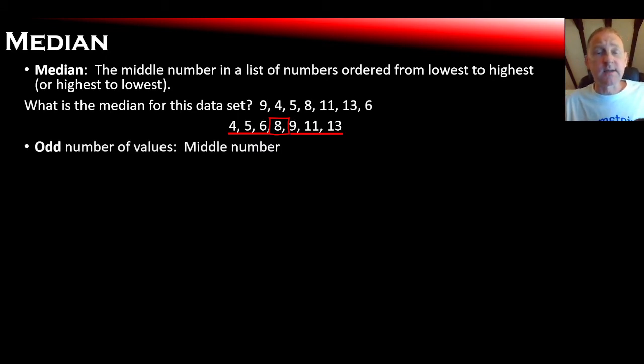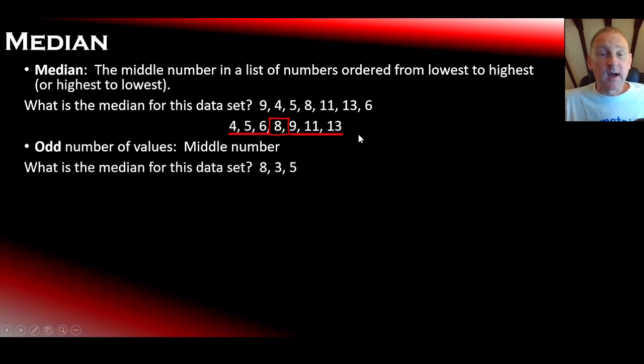Let's take a look at this. This is a great example of an odd number of numbers. So we've got 7 numbers here, so it's the middle number. Let's take another look at an odd set. We've got 8, 3, 5. Again, the 3 is not your median because we have to put this in order, so numerical order. So 3, 5, 8. The center one, 5, is your median.